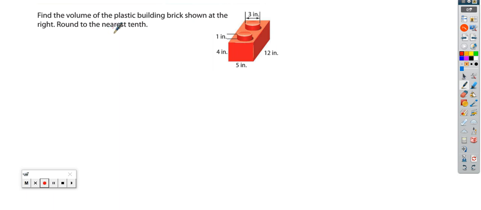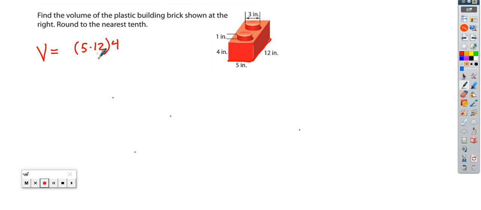So we're not going to round until the very end. Okay, looking at my figure, I see that I have 2 cylinders and they are identical in size, and then I have a rectangular prism. Let's do the rectangular prism first. That's super easy. The volume of that is my base, 5 times 12, times the height of my figure, which is 4.